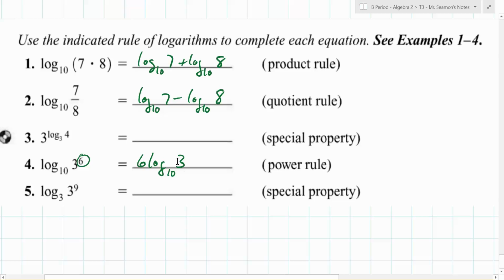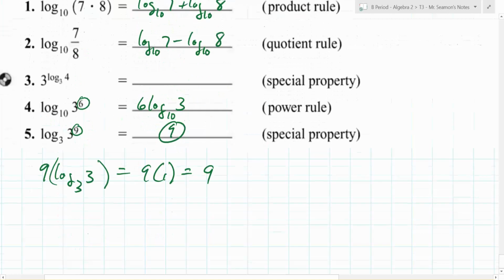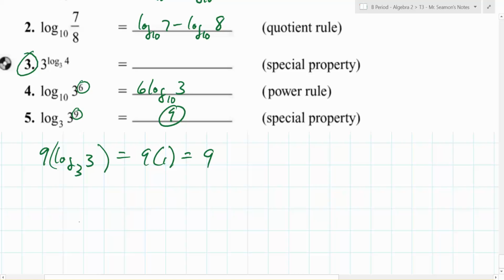No. 3 is not a nice power of 10. 10 to some power does equal 3, but it's not a nice number. What about this one? What do you do with the 9? So this is log base 3 of 3, but what is log base 3 of 3? So that's 9 times 1, so what is it? So this answer is just 9, actually. Okay, so this one's a little tougher, though. Let's talk about 3, kids.